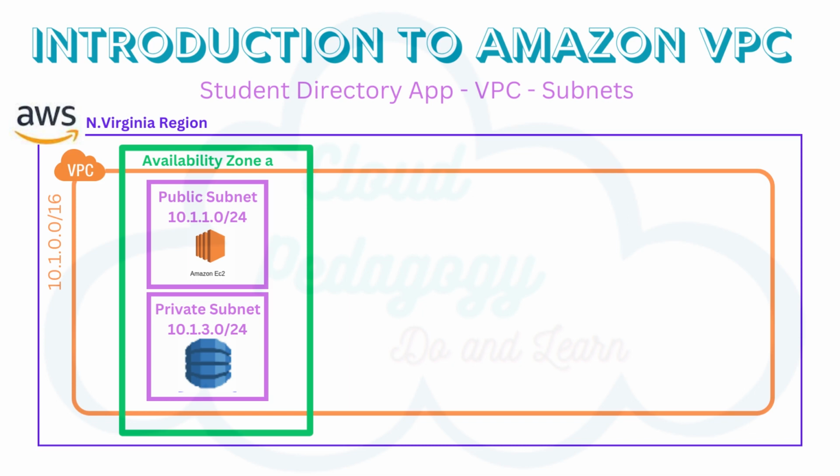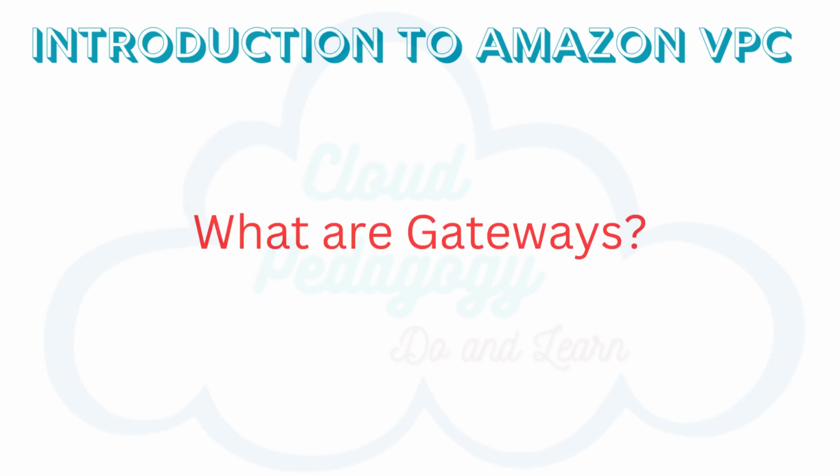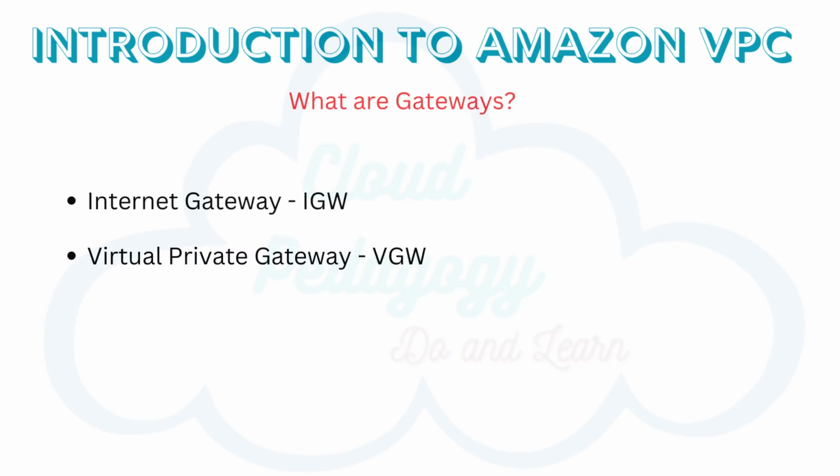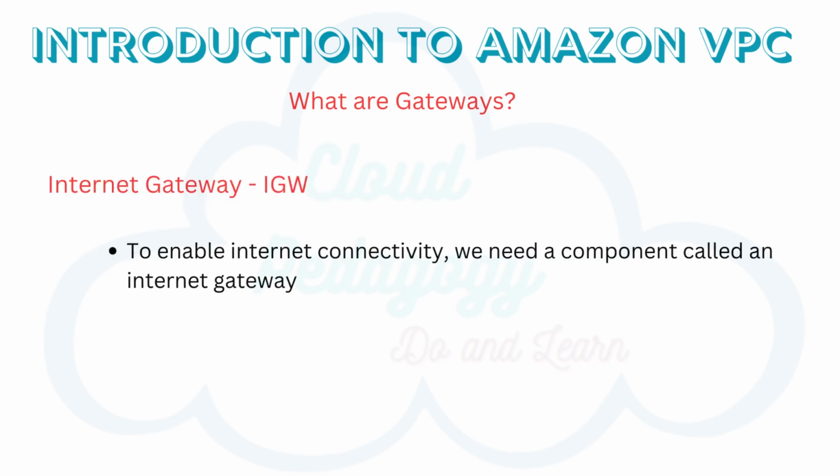Alright, now that we have got two subnets added to our VPC, we need to understand the next component, the gateways. We have two gateways, which are internet gateways and virtual private gateways. As we mentioned earlier, when you create a new VPC, all the resources you put in it are isolated and only have access to other resources in that VPC by default. For websites like our student directory application, we want users to access our site over the internet.